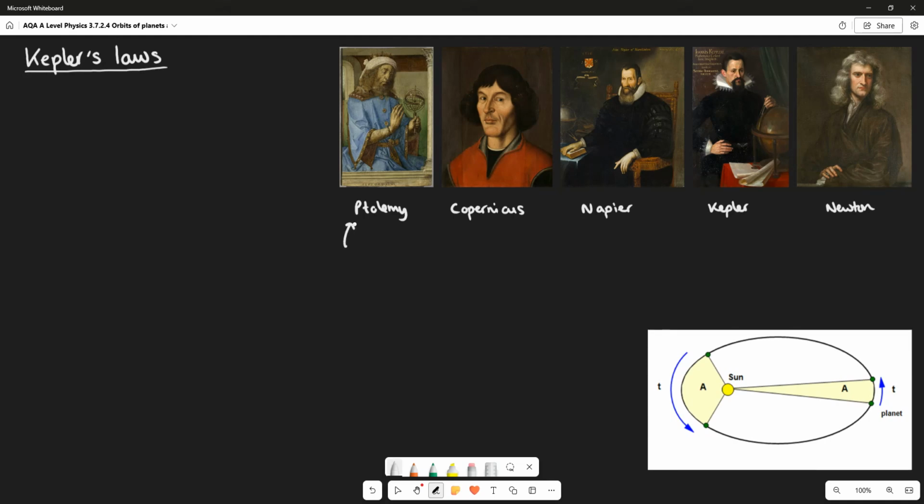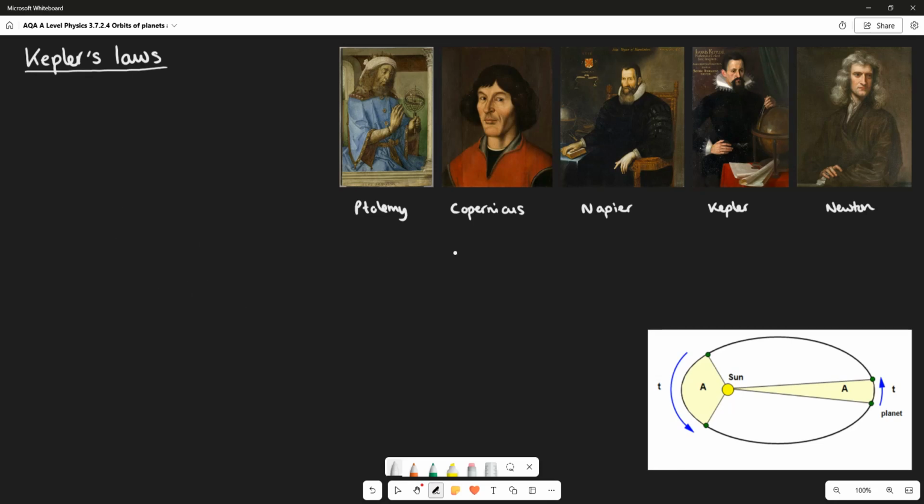Ptolemy was also a Greek philosopher a few hundred years after Aristotle, and he presented the Ptolemaic model of the solar system. This is a geocentric model. Geo meaning the Earth, centric meaning center. So the Earth was in the middle of the solar system, and the Sun orbits around the Earth, as do all of the other planets.